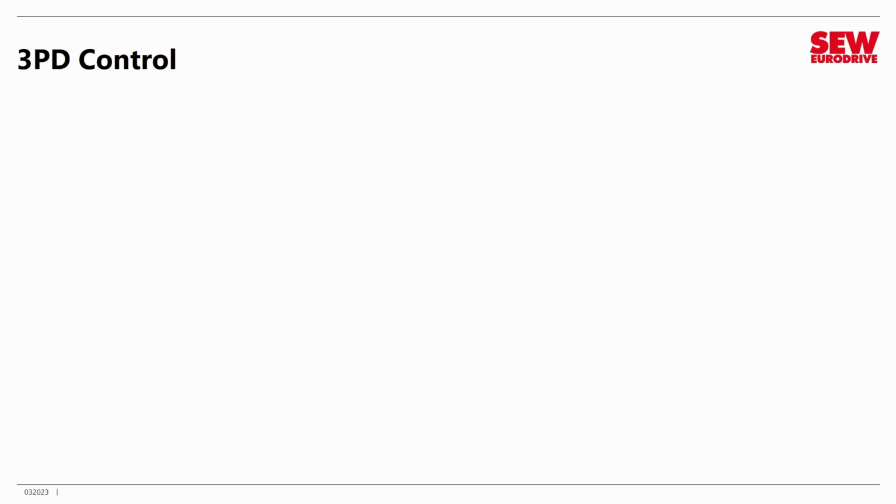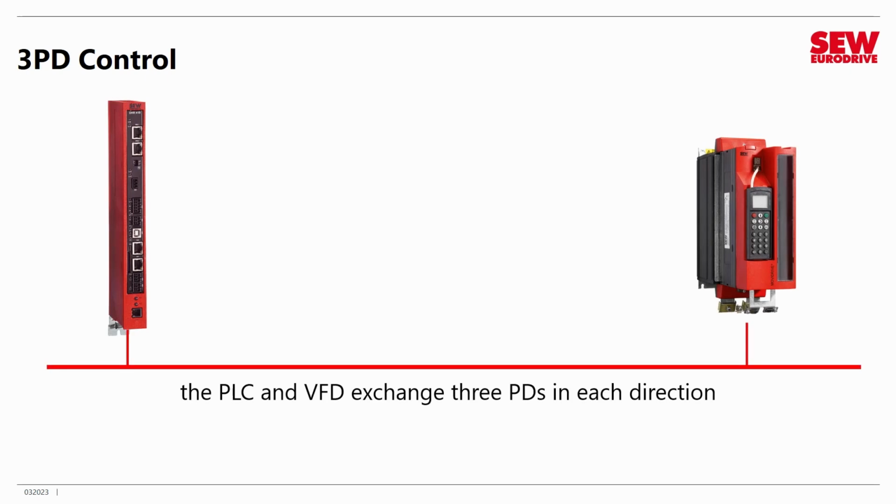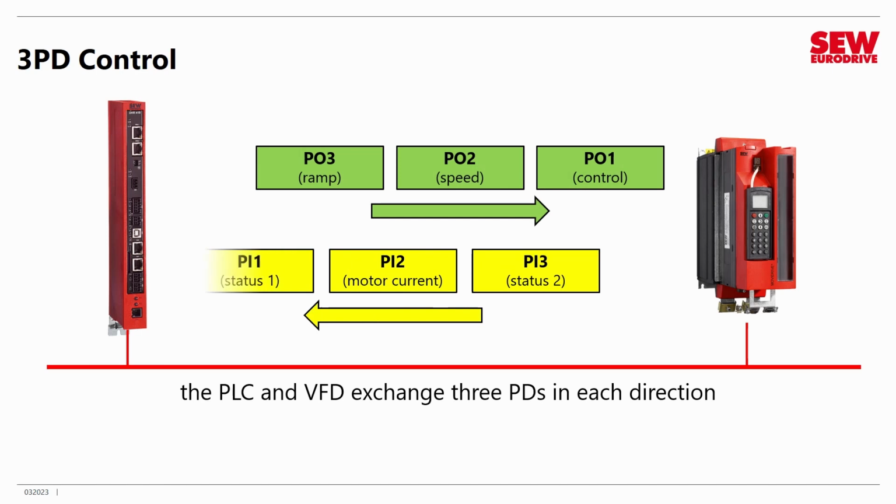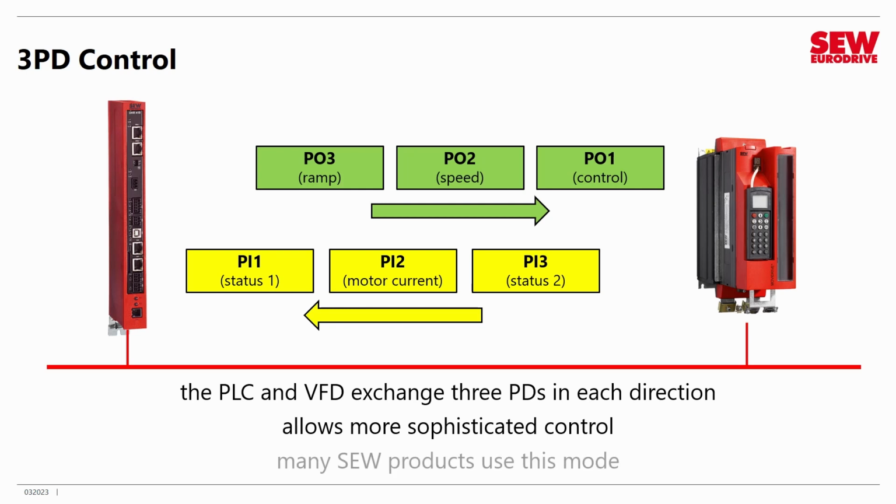Well, you use 3PD mode. 3PD mode, as you can probably guess, involves 3 process data words being exchanged in each direction, and that is much more powerful. So maybe something like this. The first process output word contains control bits, the second contains a speed value, and the third contains a ramp value. And then the VFD passes 3 words back to the PLC, providing status and information about how much current the motor is pulling. So this is much more sophisticated. You can do really good stuff with 3PD. Many SEW products use this mode.